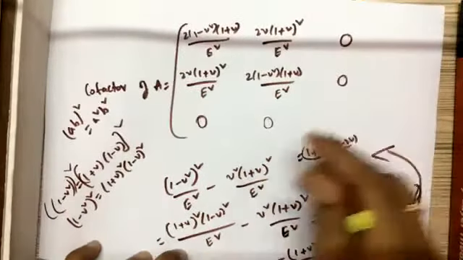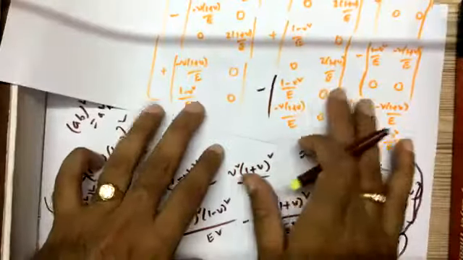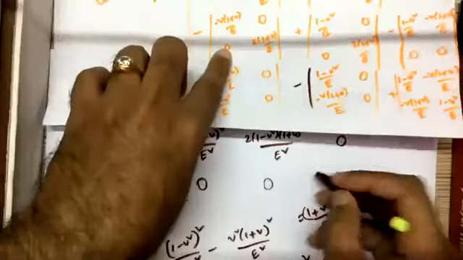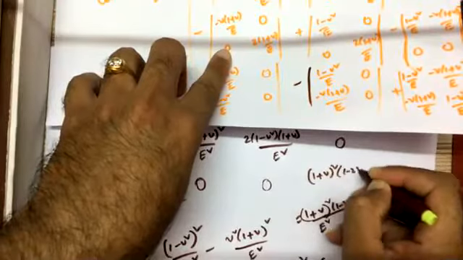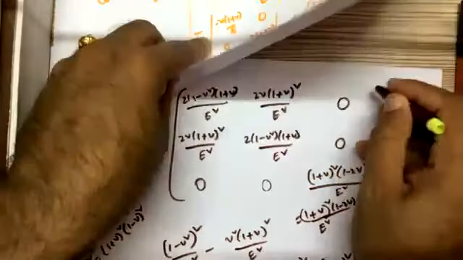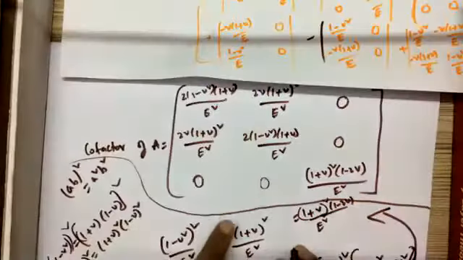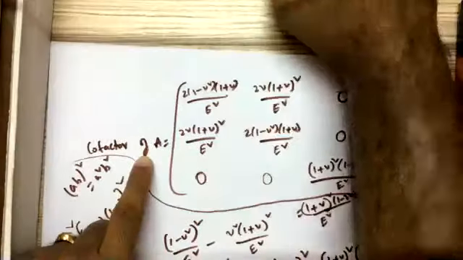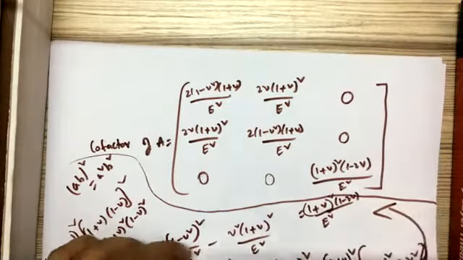So for this det which I simplified, I got 1 plus nu whole square into 1 minus 2 nu divided by E square. Right? So this is my cofactor of A. Now, what is adjoint A? Adjoint A is cofactor of A transpose. Right?